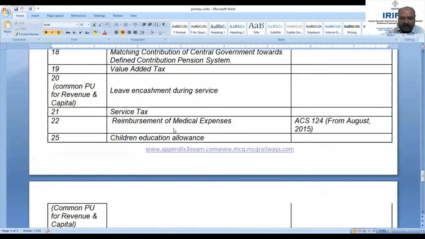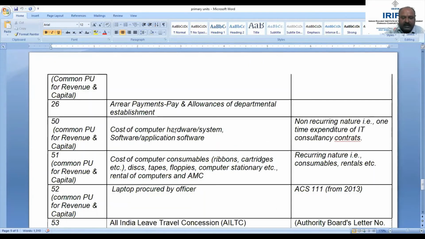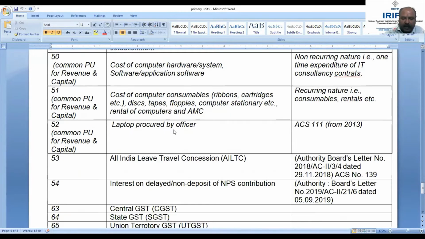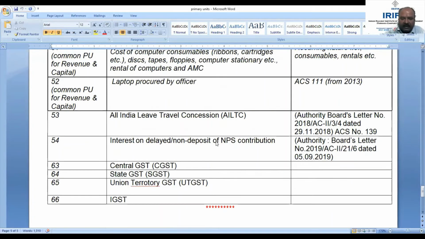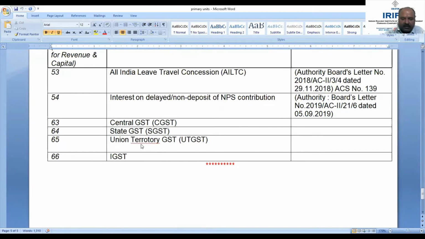22 is the reimbursement of medical expenses. 26, where 42, 43, 44 are operated, is for arrear payments. All arrears are 26. And again 50 and 51 are common. 50 is computer hardware, 51 is consumables, non-recurring and recurring. And 52 is also common, laptop by officer. And 53 is all India leave travel concession. 54 is interest, delayed and non-deposit. And 63, 64, 65, 66 are for all GST related.